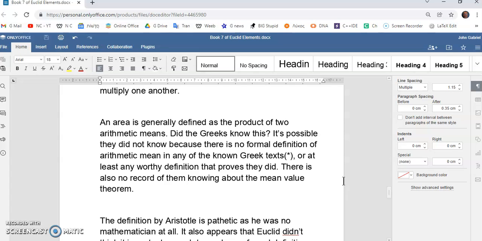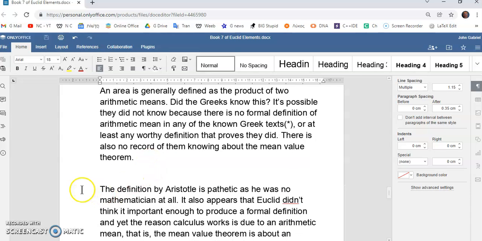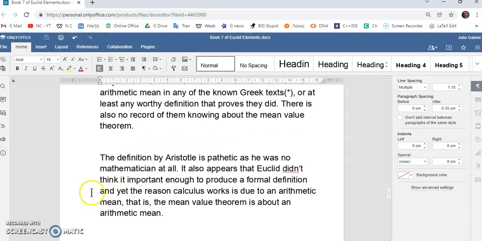So, anyway, there was no worthy definition that proves that they did understand or did have a knowledge of the arithmetic mean and exactly what it means. And there's no other recording, to my knowledge, except Aristotle's and one particular place in the Elements. And I think that's about all, in my opinion. I do have an article about this on academia.edu, so I'm not going to spend time on it. It also appears that Euclid didn't think it important enough to produce a formal definition, and yet the reason calculus works is due to an arithmetic mean.